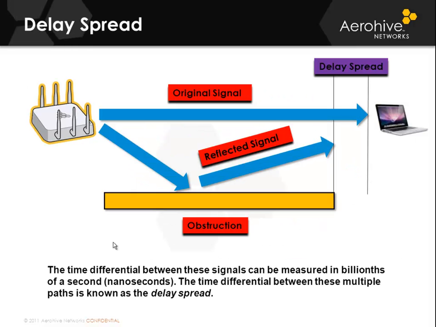Delay spread. The delay spread is the time difference between the main signals arriving and any reflected signal arriving. This can cause problems for devices that are using single input, single output. Multipath creates a problem for those devices and is usually mitigated by using what is called antenna diversity: multiple antennae connected to the same radio.